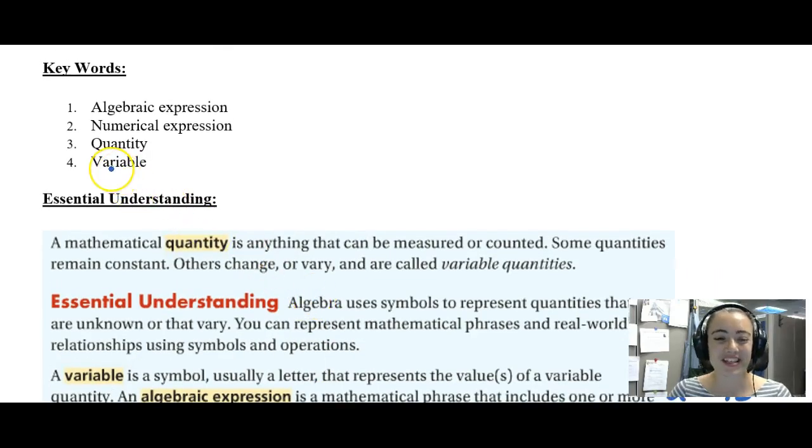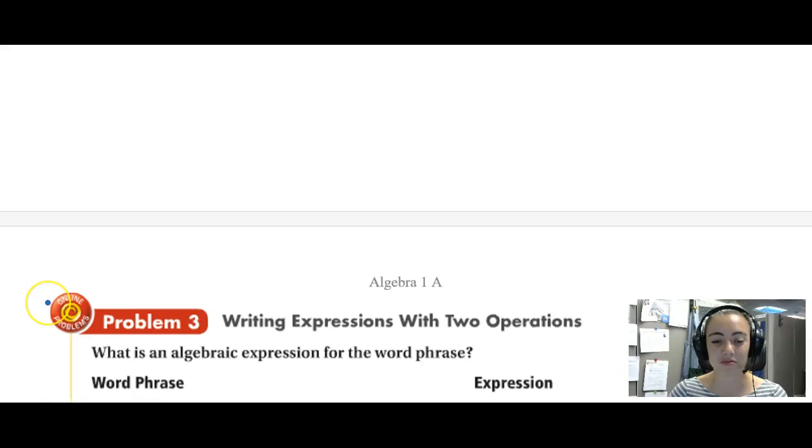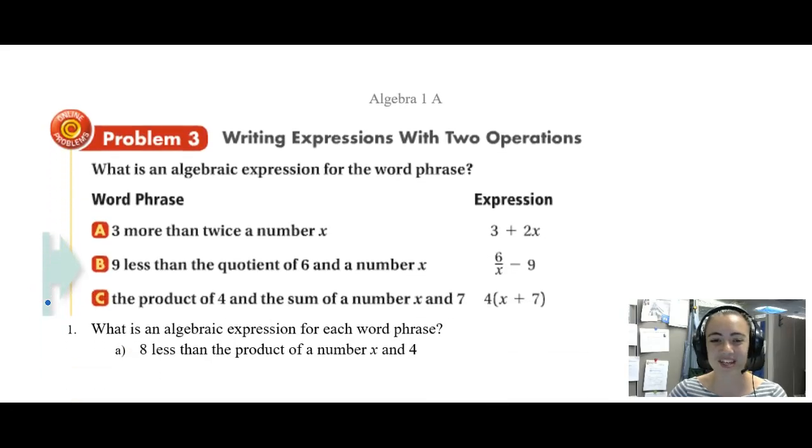Another keyword is quantity. Quantity is anything that can be measured or counted. Some quantities stay the same, and some of them change. Some of them might be listed as variables, that symbol that represents a variable quantity, or some might stay the same always. It just depends on the situation. Now that we have our keywords and essential understanding, let's go through the first question from the video.